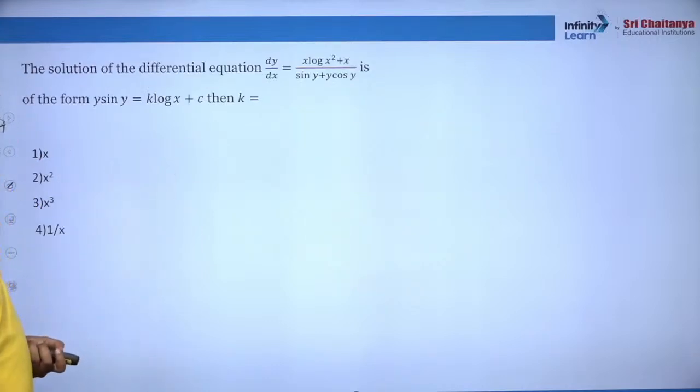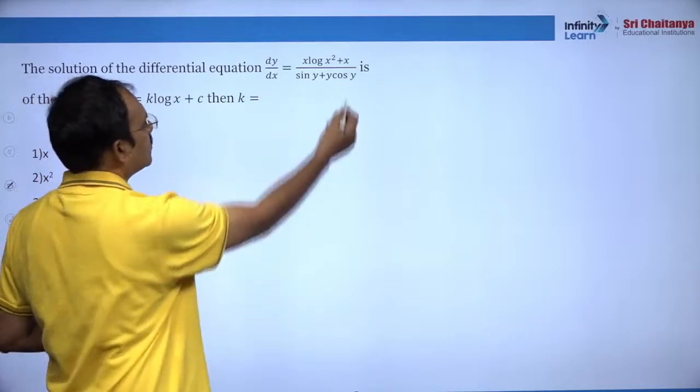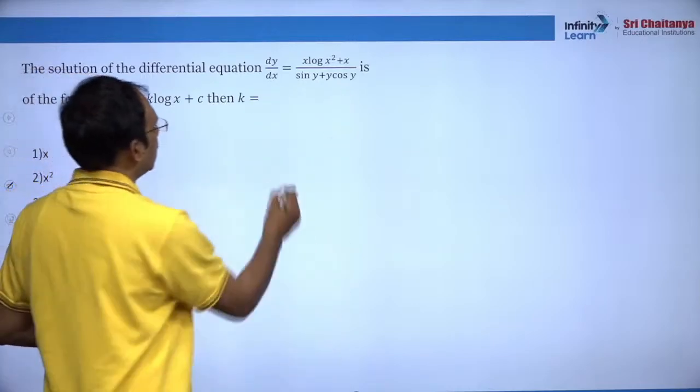Next, the solution of the differential equation. Here, what a simple one, you can just do variable separable, right?